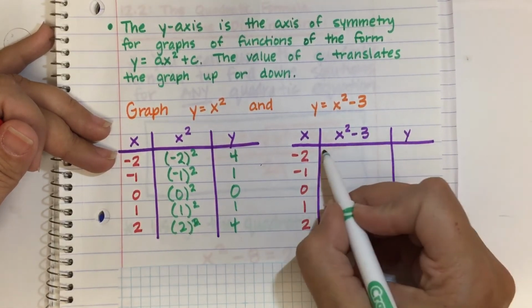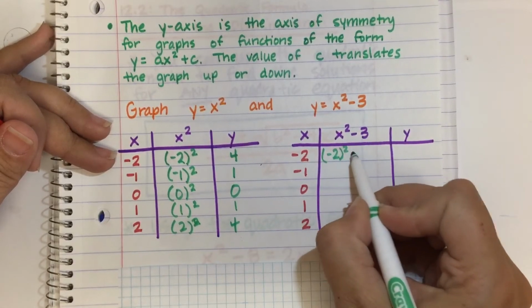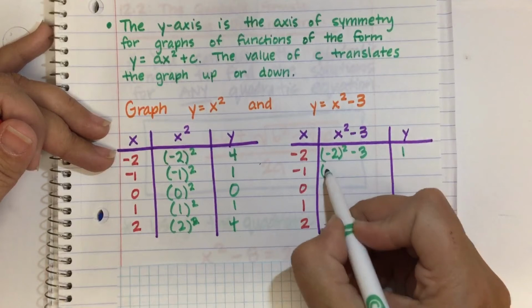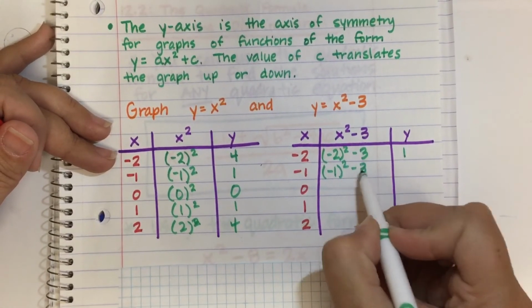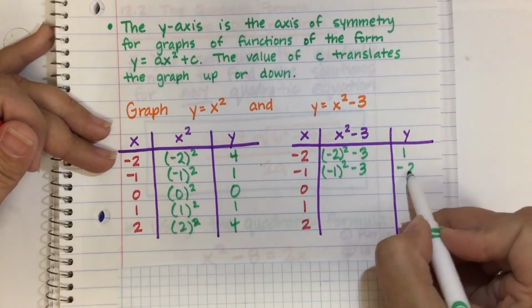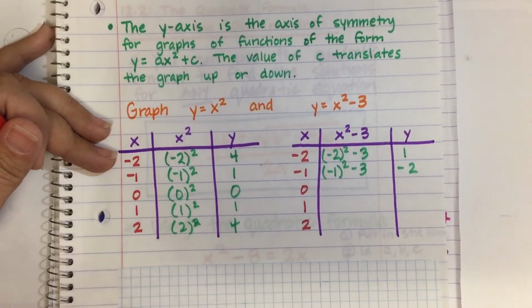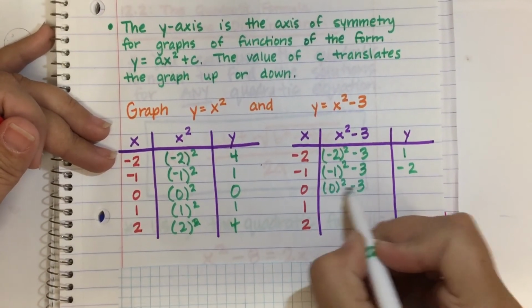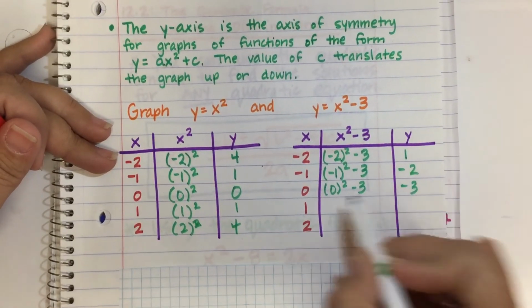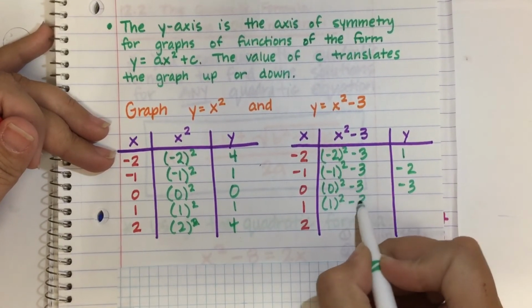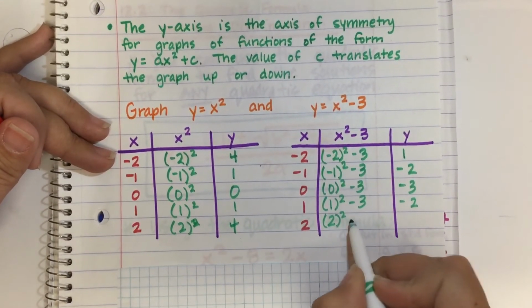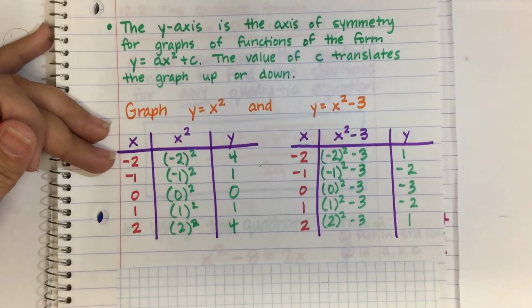Okay? Then I'm going to have -2 squared minus 3. -2 squared is 4. 4 minus 3 is 1. -1 squared minus 3. 1 minus 3 is -2. 0 squared minus 3. 0 minus 3 is -3. 1 squared minus 3. 1 minus 3 is -2. And 2 squared minus 3 is 4 minus 3, which is 1.